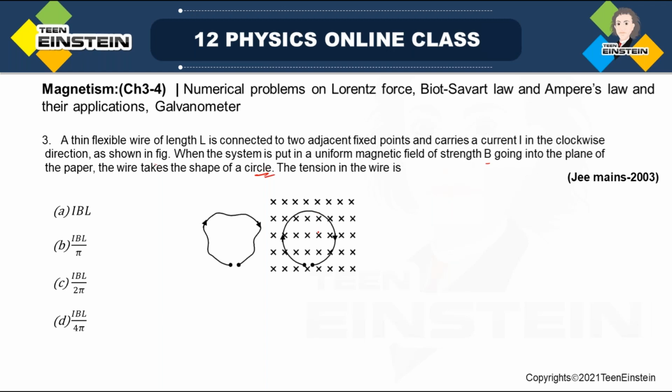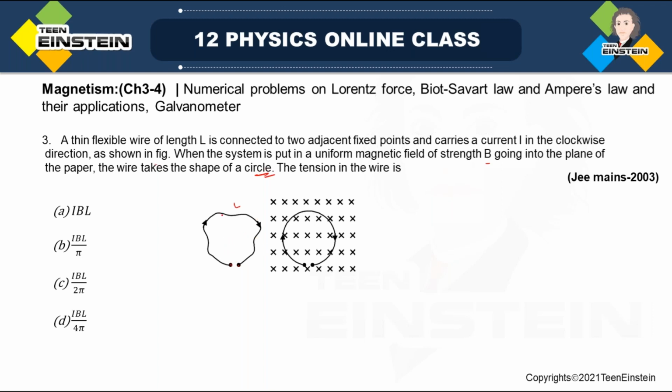I'll just give you 1 minute to think, and we may discuss after that. So let us just read once again. A thin flexible wire of length L is connected. So the whole length of the wire is L actually, and the wire is connected to two fixed adjacent points. Now it carries a current. So this wire is carrying current in the clockwise direction.